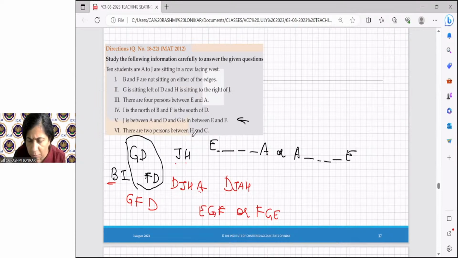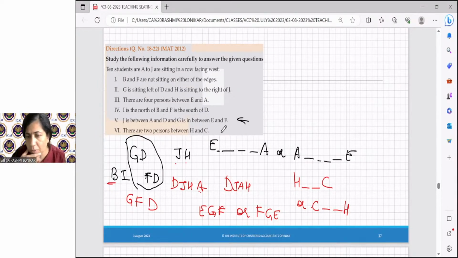There are two persons between H and C. There are two persons between H dash dash C or C dash dash H. Okay. So first we are writing everything. B and F are not at the other ends. Fine. G is sitting to the left of D, and H is sitting to the right of J.